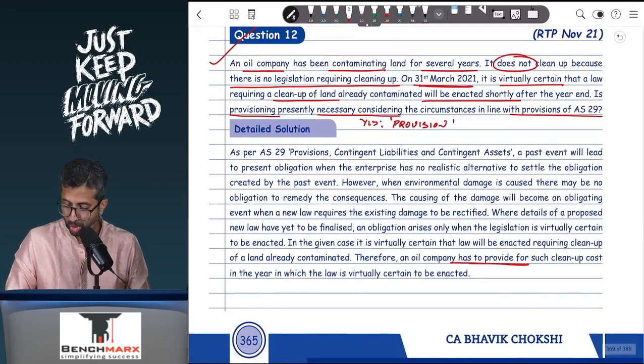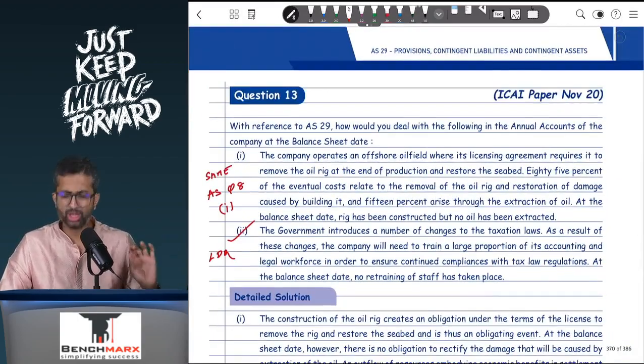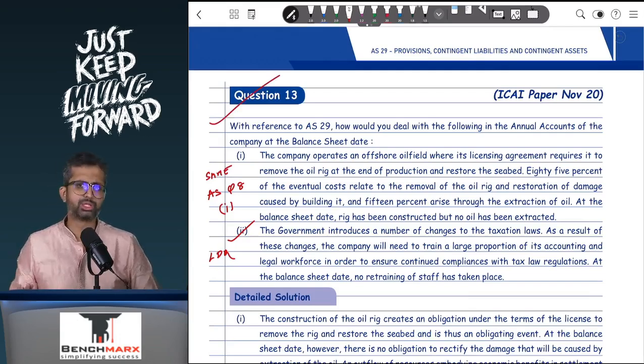Oil company has to provide for such cleanup cost in the year when the law is virtually certain to be enacted. If it was enacted, then there is a liability. Now it is still a contingency. However, it is virtually certain. Even if it was probable, you would have still created a provision. Next, you go to question number 13.